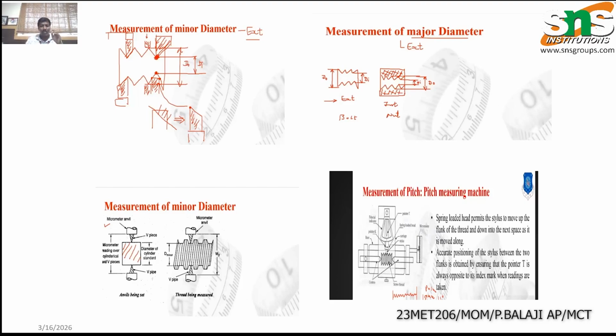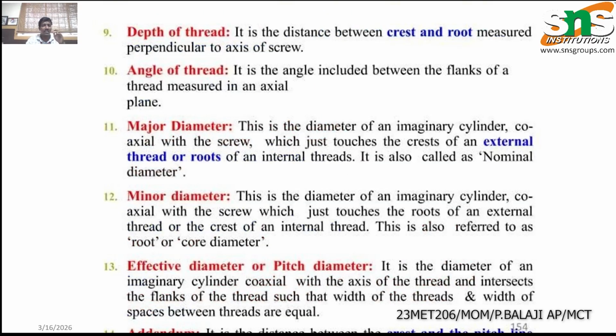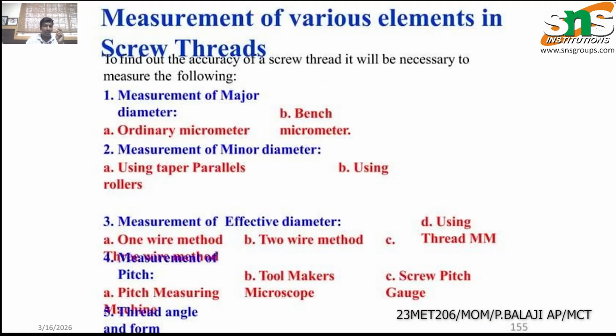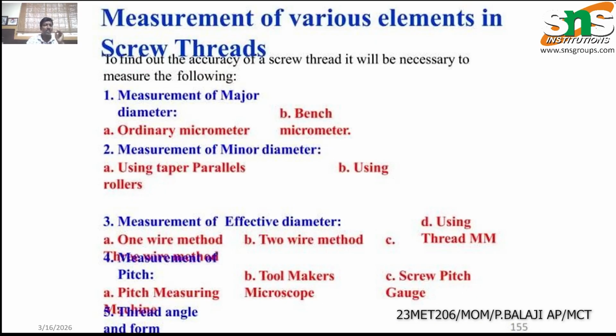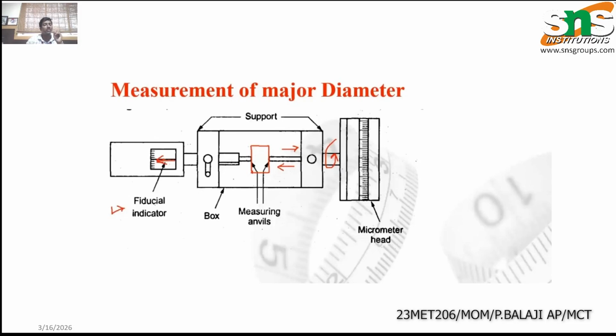Right now, we are going to discuss how we can measure the major diameter, minor diameter, and then effective diameter, as we will see on the screen. For measuring the major diameter, we have two kinds of measuring equipment available: one is a bench micrometer and the other an ordinary micrometer. Likewise, for minor diameter measuring, we have two kinds: taper parallels and rollers. For effective diameter, we have three methods: the one wire method, two wire method, and three wire method.